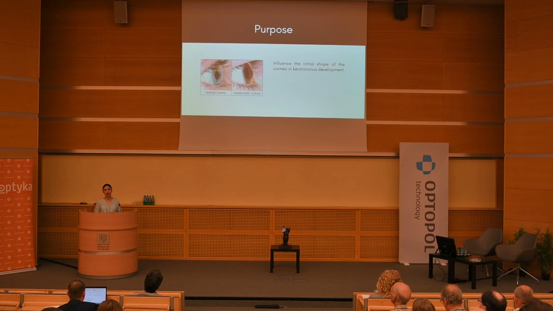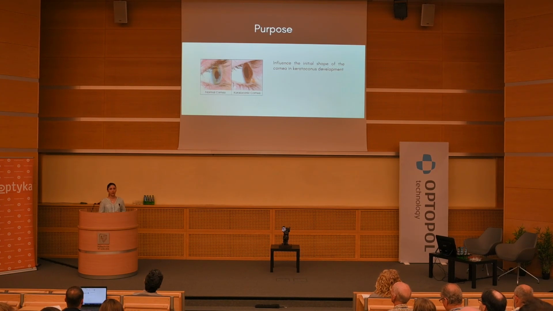So here we want to analyze the influence of the initial shape of the cornea on keratoconus development. Actually, we want to see how different emmetropic corneas respond to the same structural weak spot.